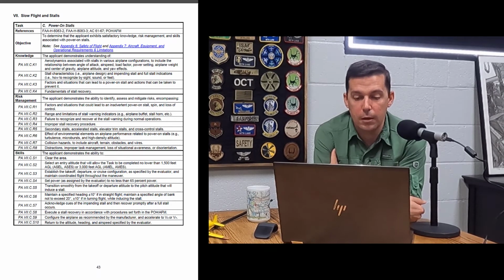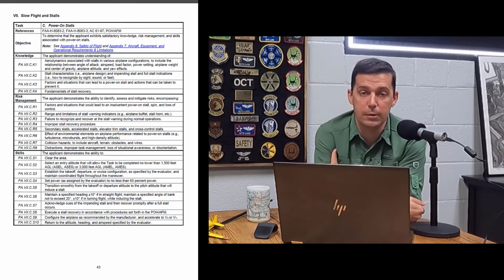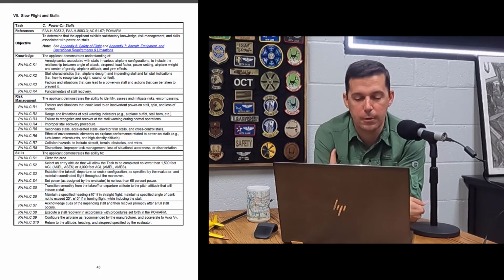So, it sounds pretty similar to the power off stall as far as the recovery goes, the safety considerations, and whether or not you can do it in a turn. All that's fair game in the power on stall.